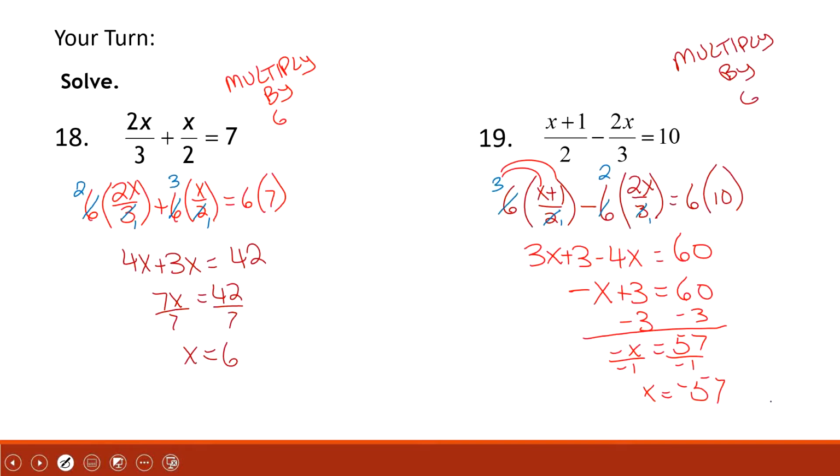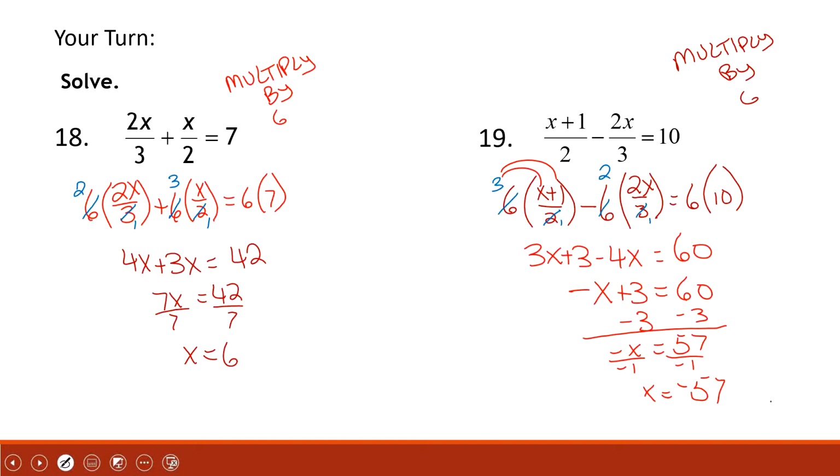Okay, we should have seen that we multiplied both of them by 6. I was very nice to you here. I gave you fractions of 3 over 3 and over 2 on both of them. So we found the least common multiple. We multiplied everything through. When you multiplied everything on the number 18 by 6, you should have ended up with 4x plus 3x equal to 42.